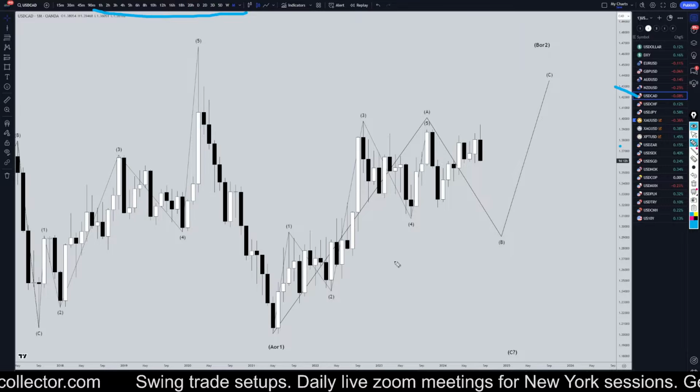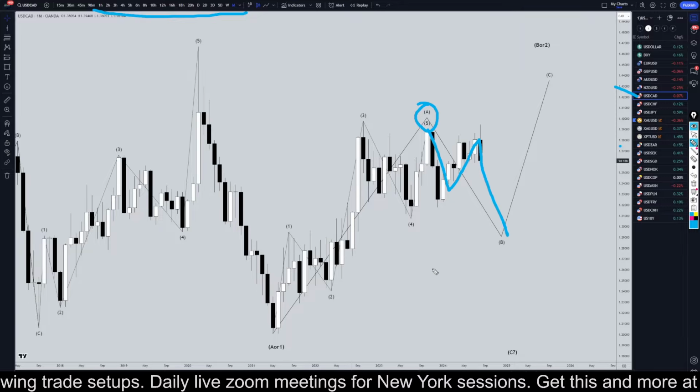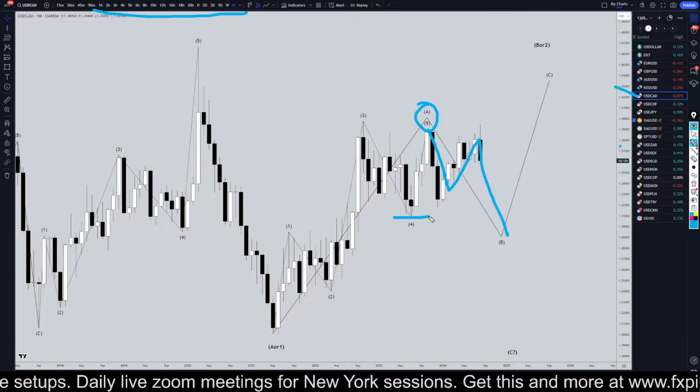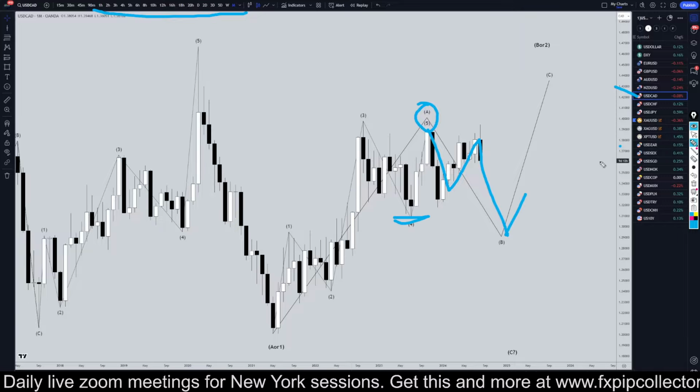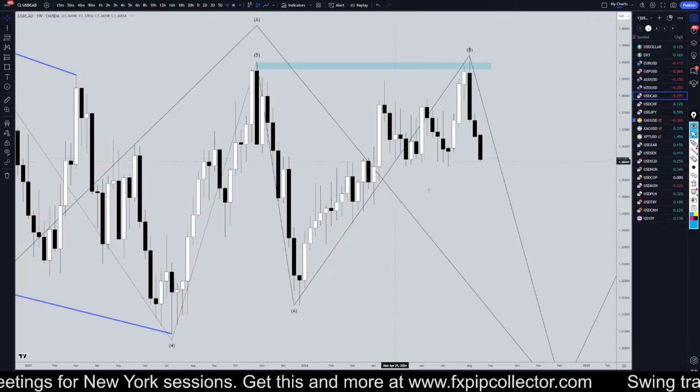So, on the dollar CAD, I still think this is a wave A right here. I think we're in an A, B, C of wave B right now, which I think needs to go down, take out the low wave 4 before we get another significant push to the upside. So taking it down to the weekly time frame.